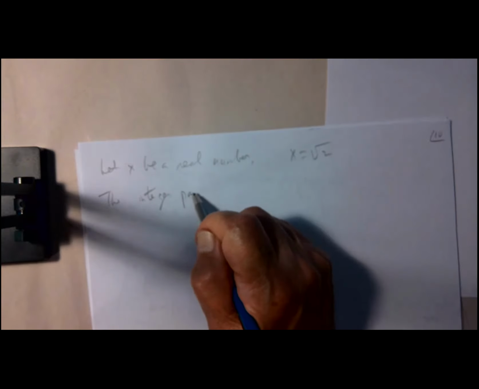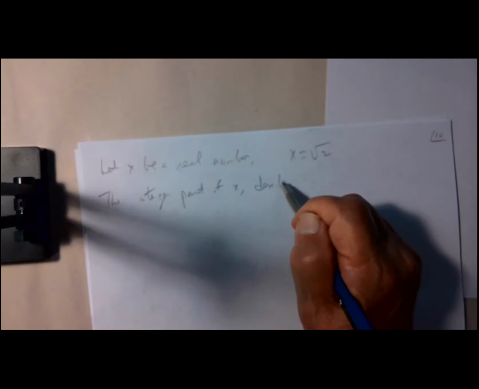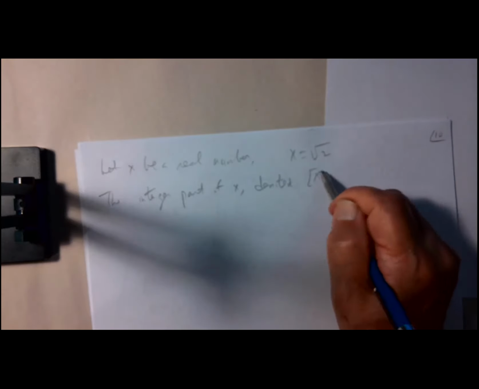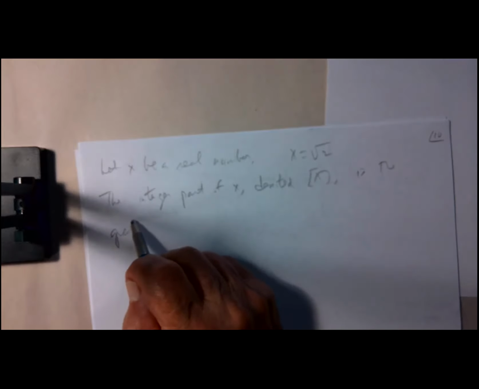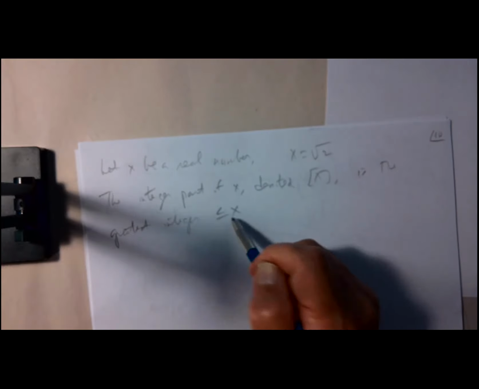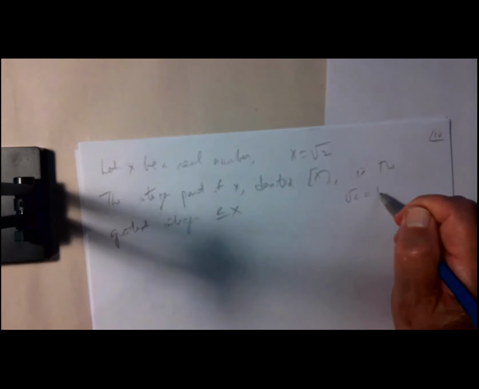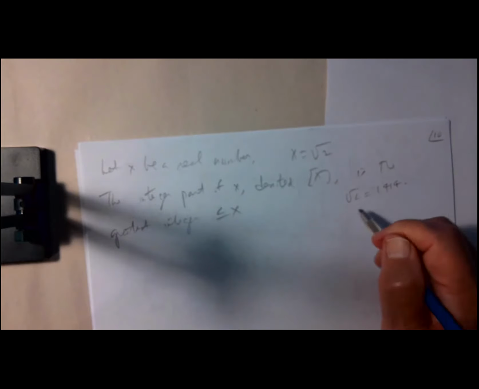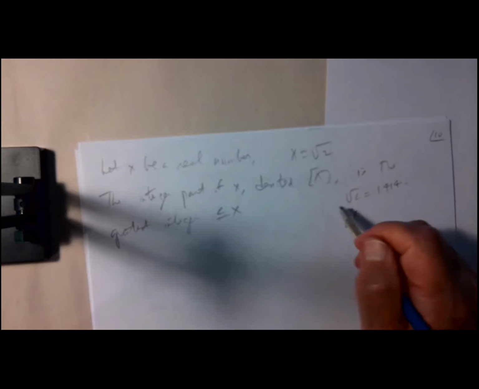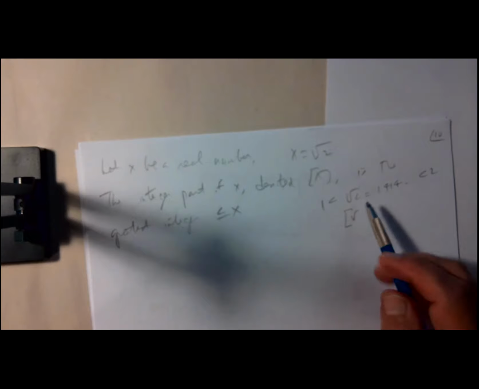The integer part of x, which is denoted by x with square brackets around it, is the greatest integer less than or equal to x. So you remember square root of 2 is 1.414 something. So the integer part of which is between 1 and 2. So the largest integer, no bigger than that, is equal to 1.